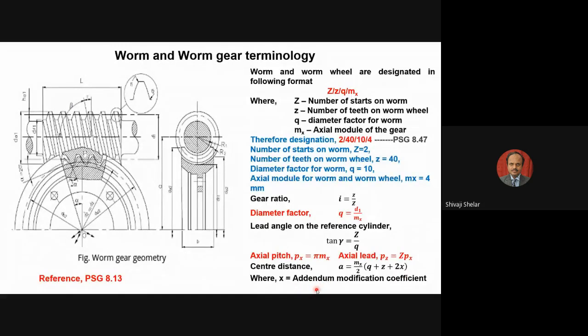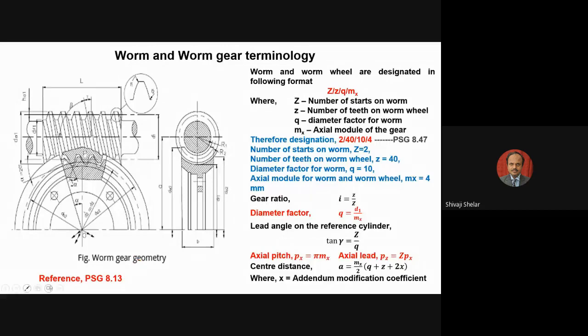The value of x depends upon the application and the manufacturing process also. Sometimes you need to consider this addendum modification coefficient. Sometimes we can take its value as 0, sometimes positive, and sometimes the x value can be negative also. Based on that, the center distance corrections will be applicable and the final center distance can be determined. So this is regarding the initial part of your worm and worm gear technology.